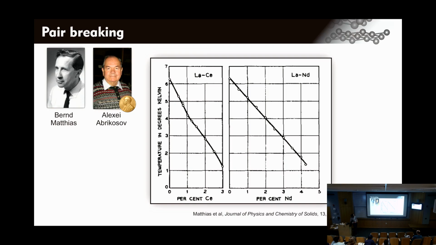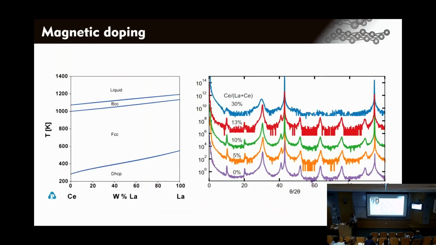This was formalized by Abrikosov, and these early experiments were done by Matthias. Okay, so we can dope this, and this is where nice stuff comes out. So cerium and lanthanum, this is the phase diagram. There's no intermediate phases in between the two, so lanthanum and cerium don't form compounds with each other. If there's a lanthanum site, I can put a cerium on there. Thermodynamics lets that happen, and we can show that in diffraction.